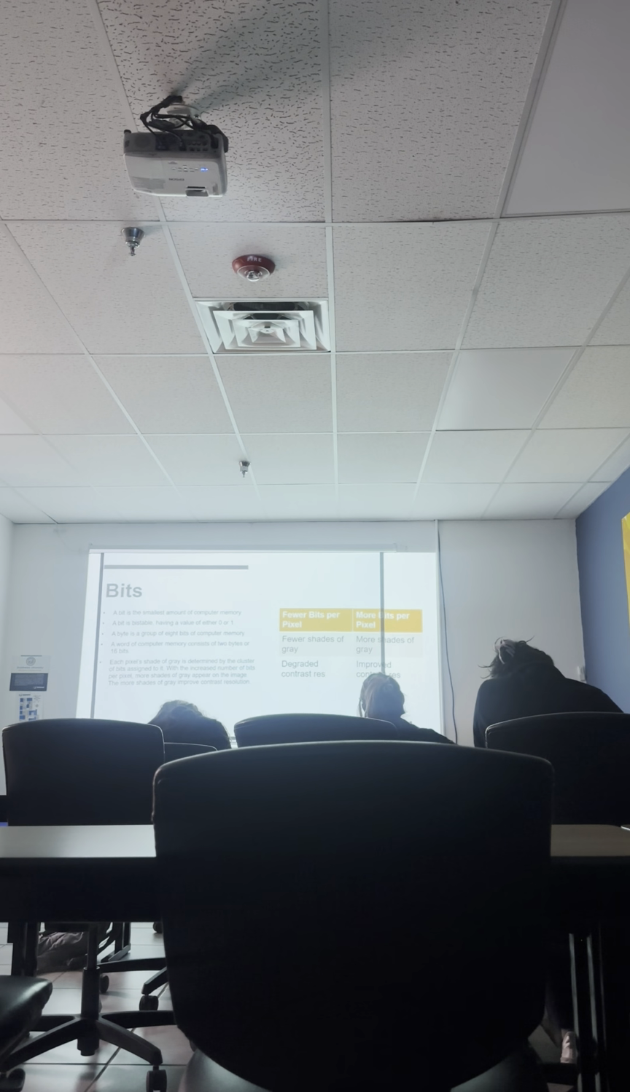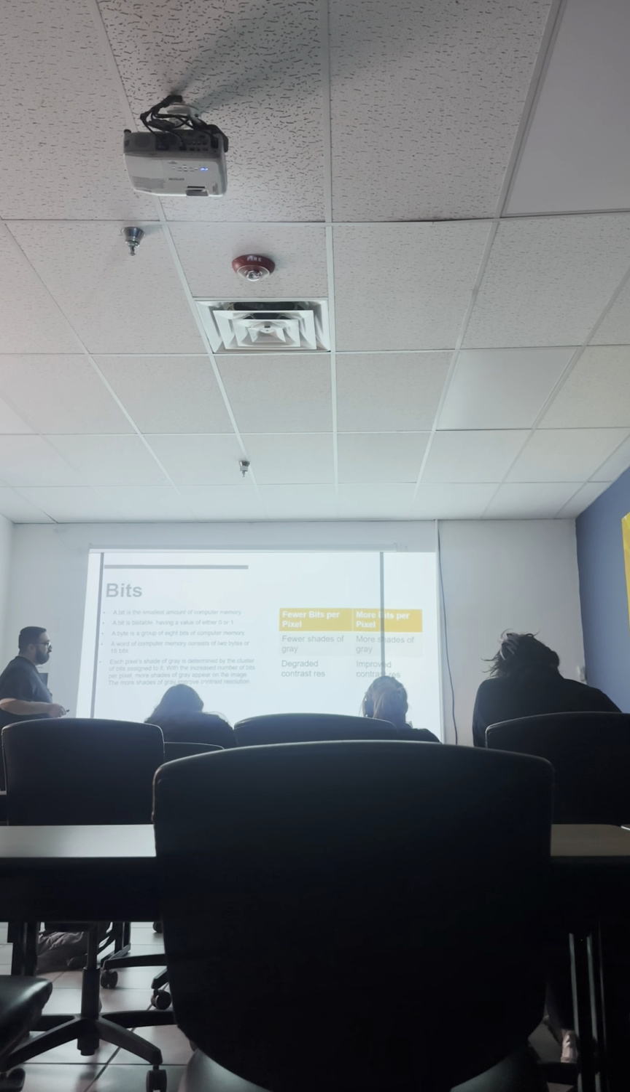Now, each pixel's shade of gray is determined by the cluster of bits assigned to it. With the increased number of bits per pixel, more shades of gray appear on the image. The more shades of gray improve contrast resolution. When we talk about contrast resolution, what are we talking about? The different shades of gray. And what gives different shades of gray?